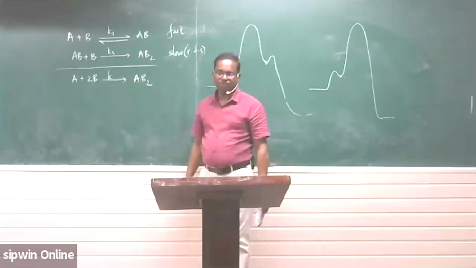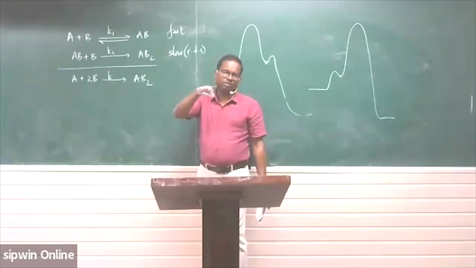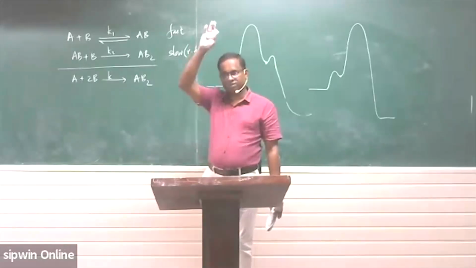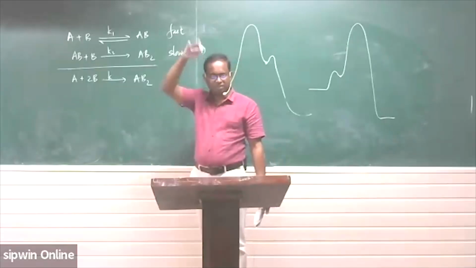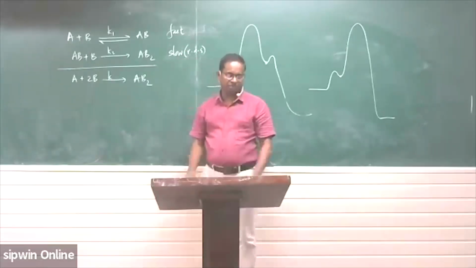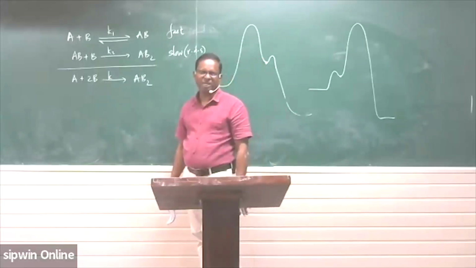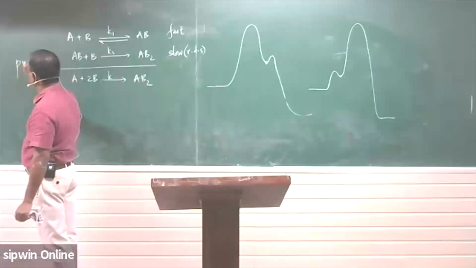Where does that happen? The slower step, meaning the rate determining step. Before the rate determining step, if there are some other steps, they are fast steps, but they are all in equilibrium. We say they are in pre-equilibriums.